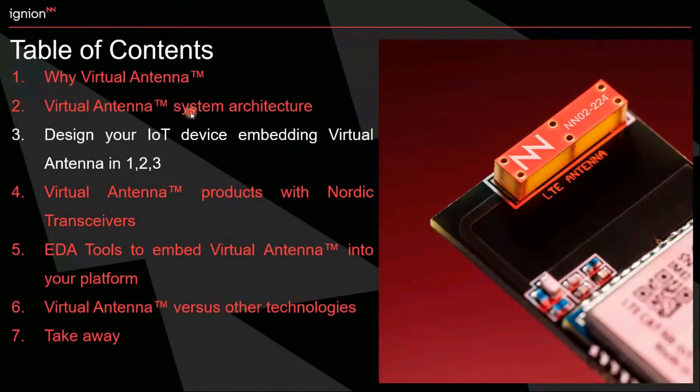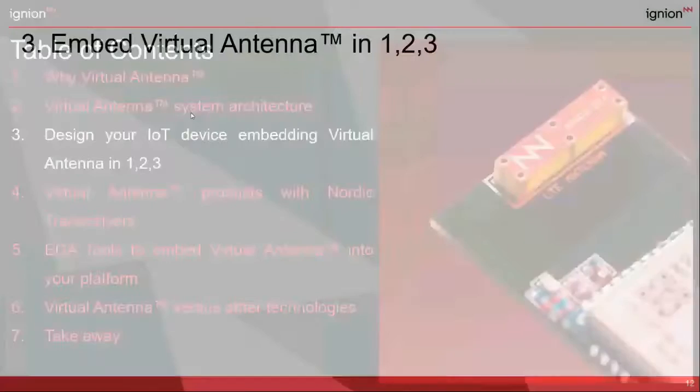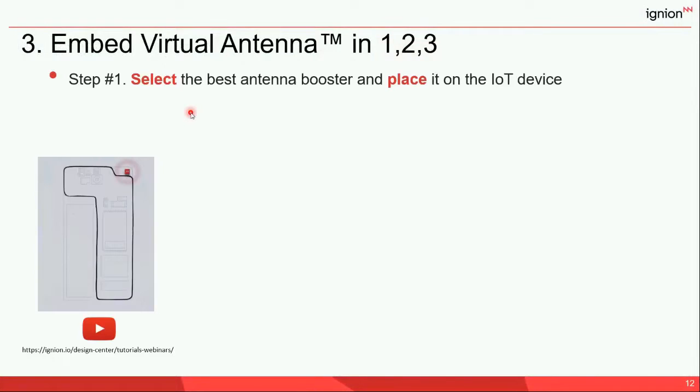Let's see how we can embed a virtual antenna into an IoT device with very basic steps. The first one is to select the best antenna booster and place it in the IoT device. Usually, as a rule of thumb, the corners of the ground plane are the best position in order to maximize the bandwidth and efficiency. We invite you to visit this video.